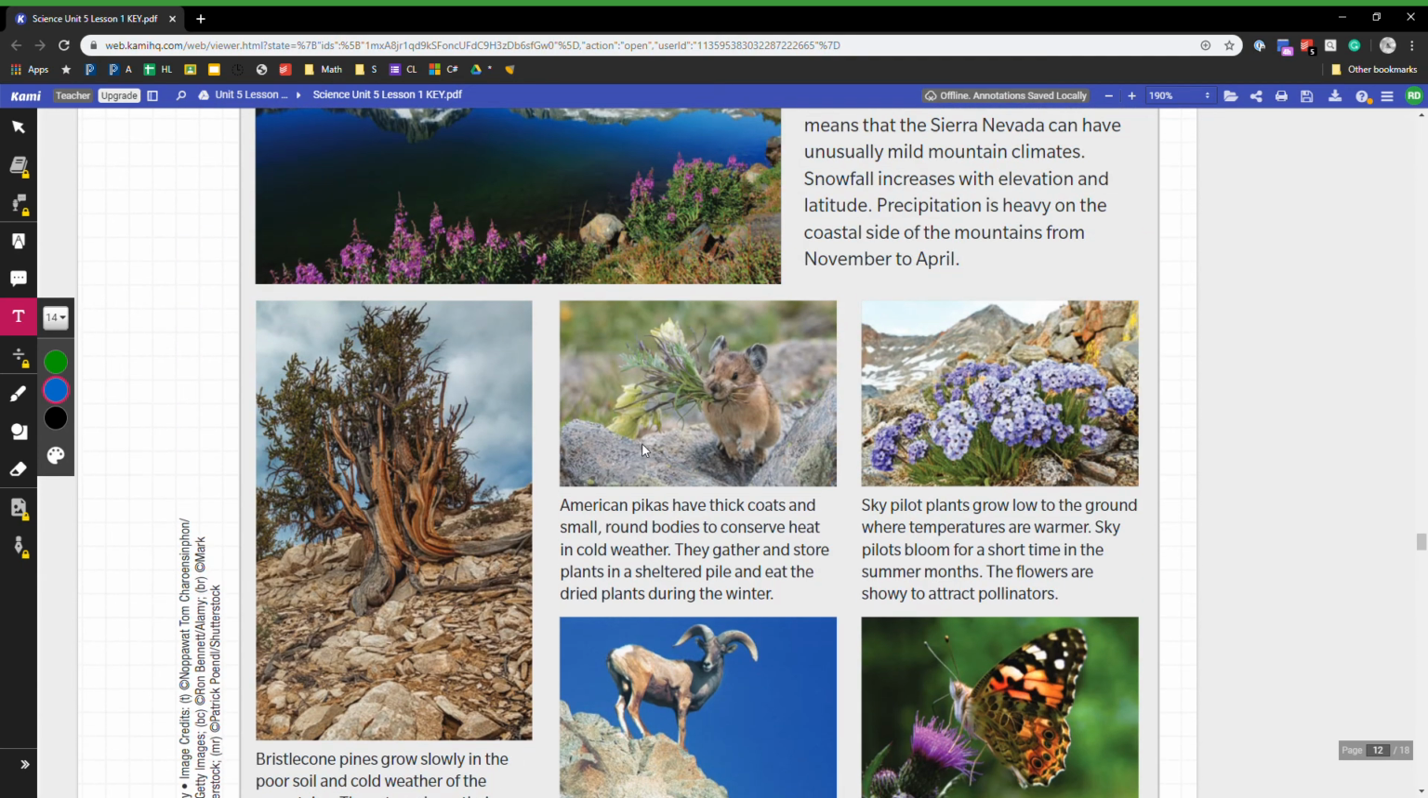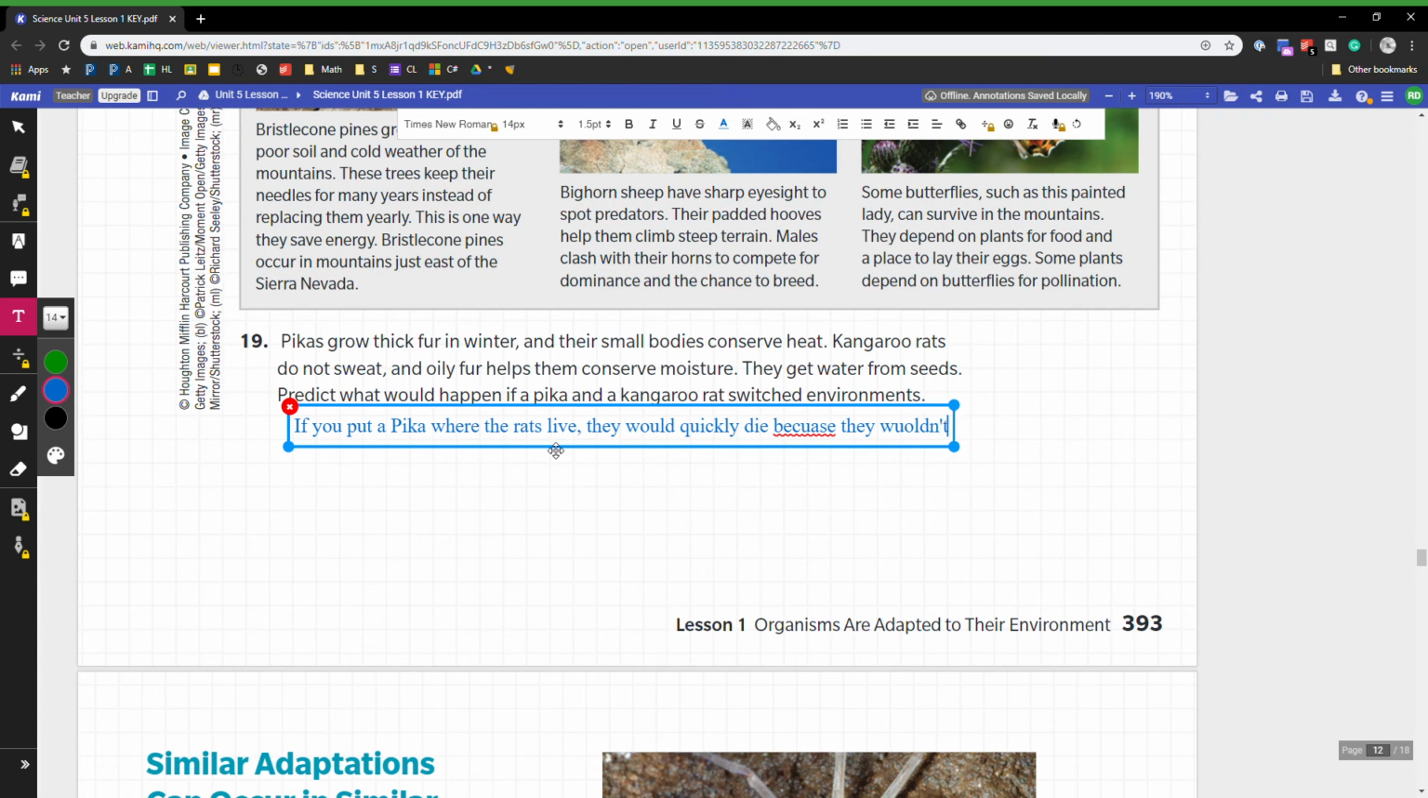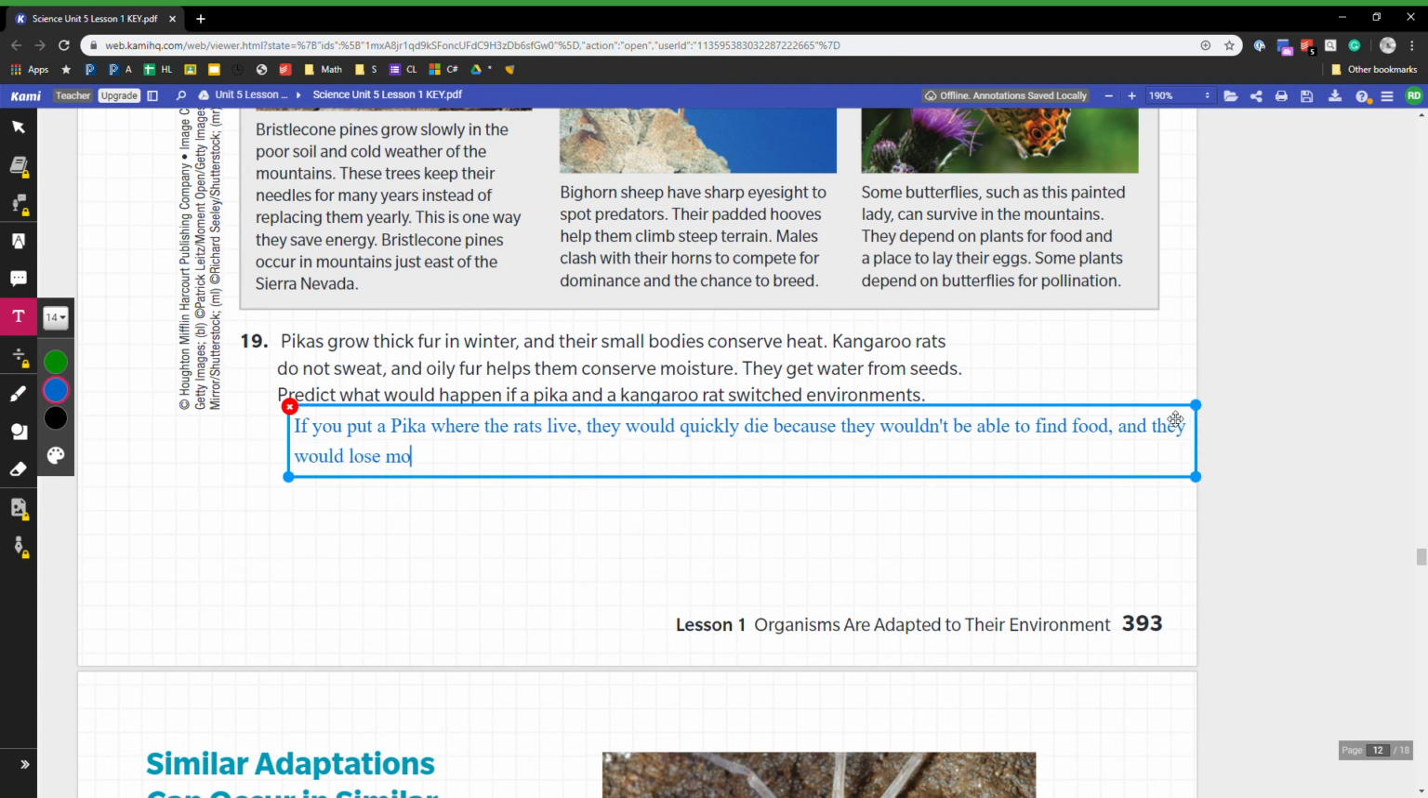So if you put a pika where the rats live, they would quickly die because they wouldn't be able to find their food, which is like the plant life. Sorry, I'm trying to type and talk. They wouldn't be able to find their plant life, so they wouldn't be able to find food, and they would probably lose moisture easily because of their thick fur that keeps them warm.